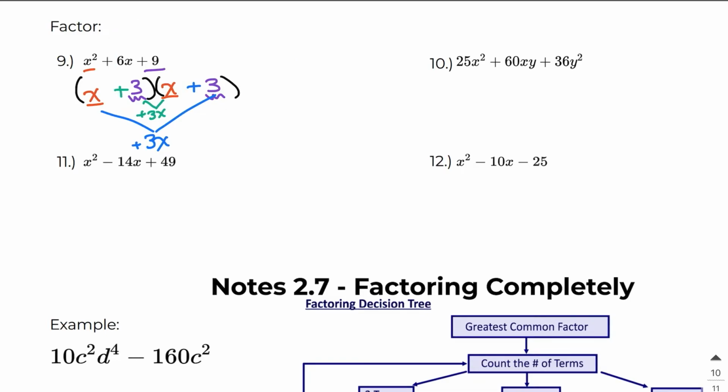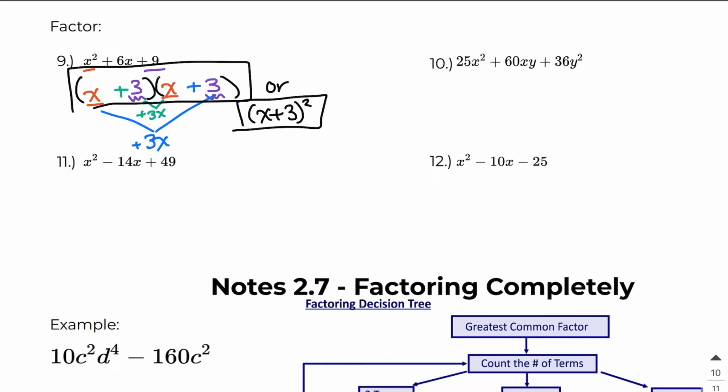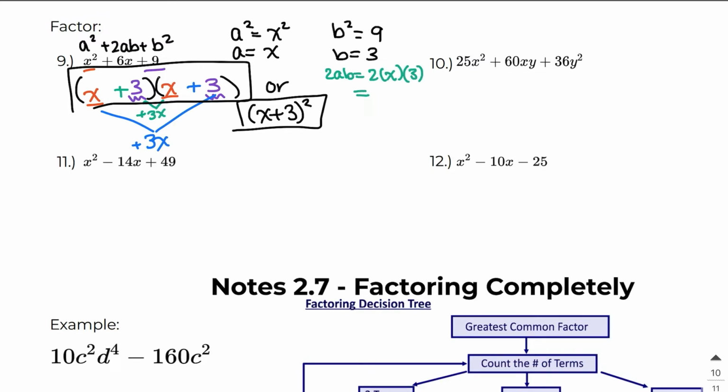So I could just say here that this is my answer, or I could also just say (x + 3) quantity squared. Now you could also recognize that this is in the format a squared plus 2ab plus b squared. And I can see based on this that if a squared is x squared, then a has to be x. And if b squared is 9, then b would have to be 3. Just to double check what this 2ab is right here, I would do 2 times a, which is x, times b, which is 3, which would give us the 6x that we have right here.